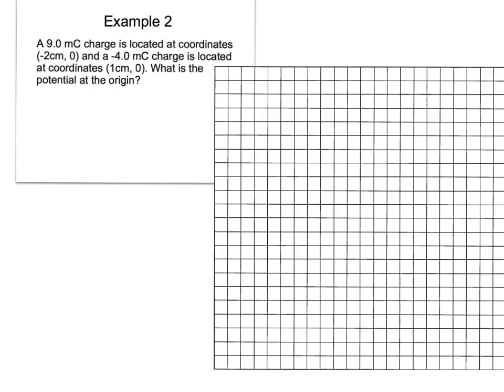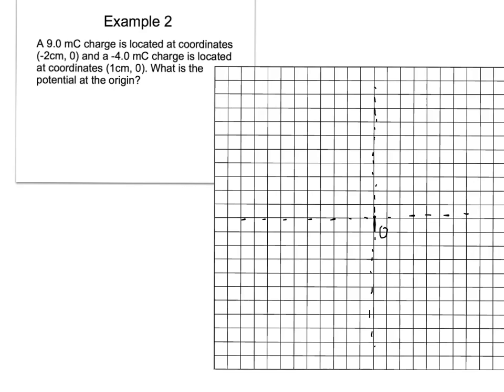All right, here's a problem that's going to involve some graphing again. A 9 millicoulomb charge is located at coordinates negative 2 centimeters, 0. So we need to set up a coordinate system. I'm going to label this point here as my origin, and then do a little dotted line to help people understand where the x's are. So that's my y-axis. Here's my x-axis.